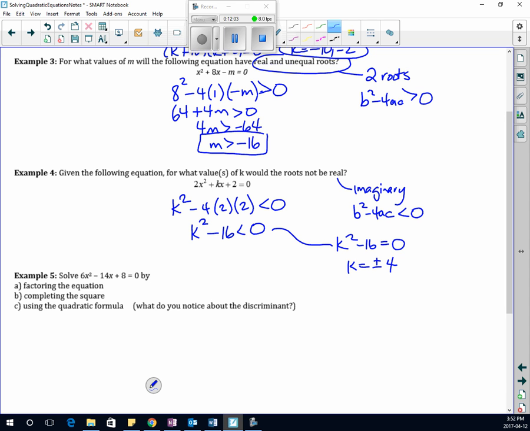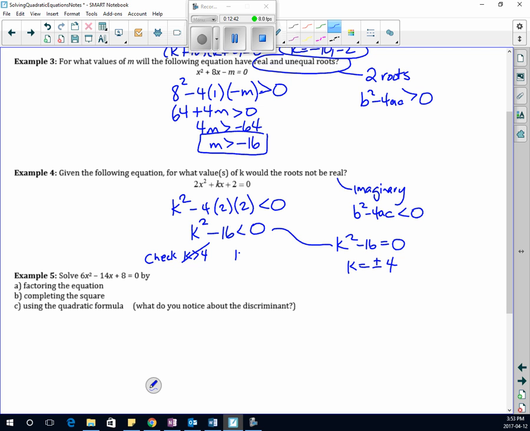So if we do some testing, and actually in another unit coming up, we will be able to do this more algebraically than what I'm trying to show you right now. That's okay. So on this one, k squared minus 16, let's pick some points that are greater than 4. So, I'm going to write this down. K is greater than 4. So let's pick a 5. If I put 5 in there, I get 25 minus 16. Is that less than 0? No. So that does not work.